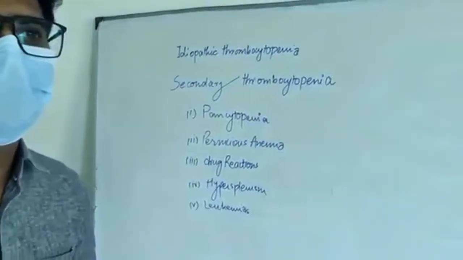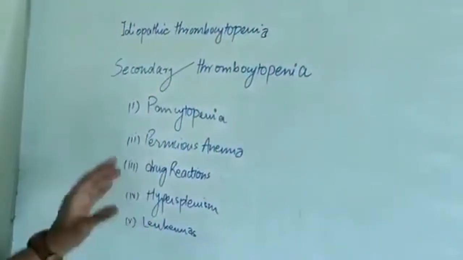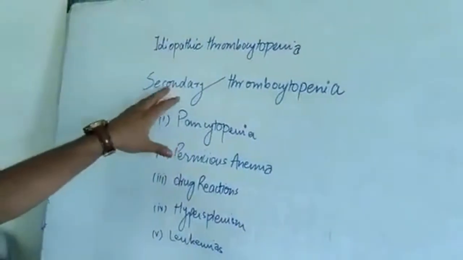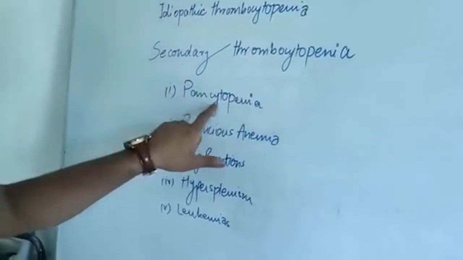The last thing that we have to discuss today is about the previous last question that you people were asking, about CT scan, bone marrow. So when you people are talking about secondary thrombocytopenia, the first thing is pancytopenia.